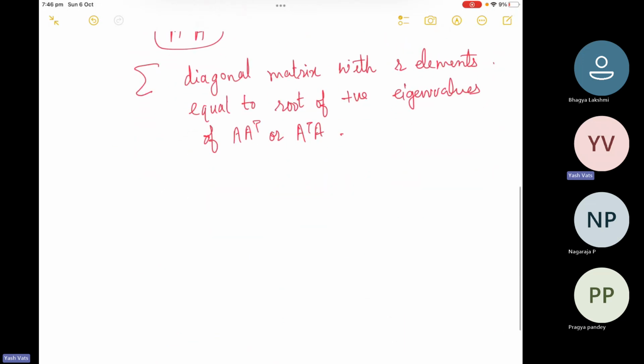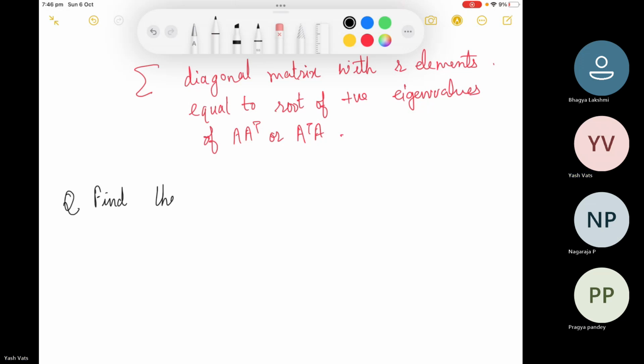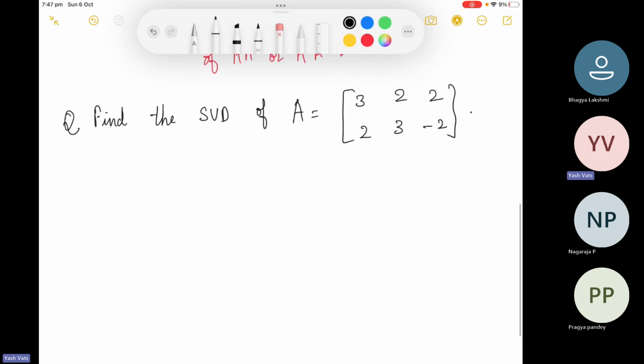Okay, so how do you do that? Let's try to find out. So we just take an example. I will try to find it and then you try. Find the SVD of A equal to [3, 2, 2; 2, 3, -2]. So how do you find this?